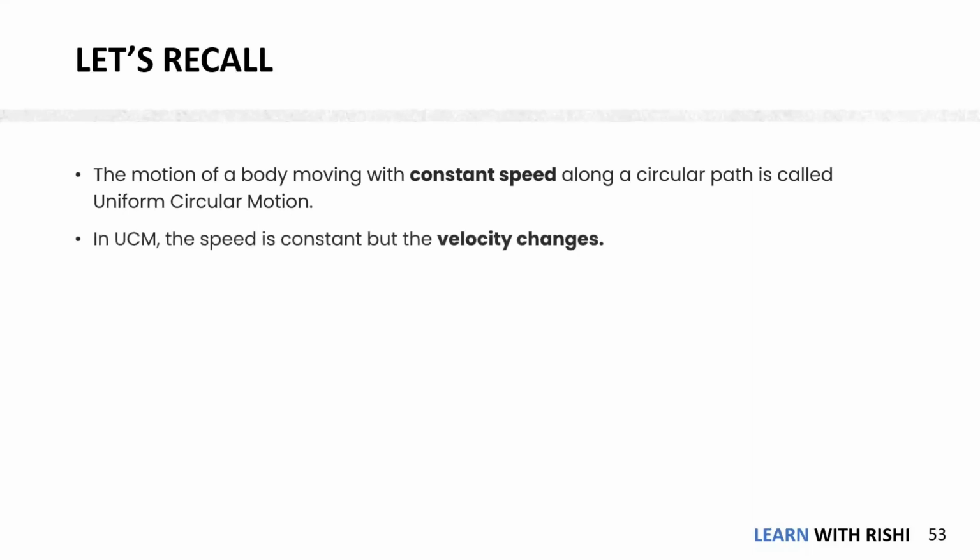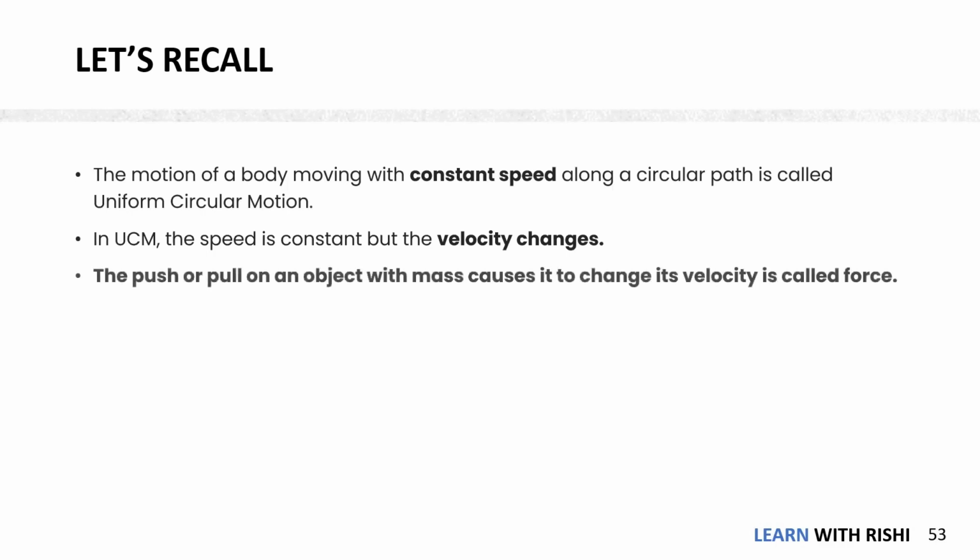In UCM, we learned that the speed is constant, but the velocity changes because the direction of the object in a circular motion changes at every instant. Then we defined force as the push or pull of an object with mass which causes it to change its velocity. And we then discussed the types of force. There are two types of force, contact force and field force. Field force is also known as non-contact force.